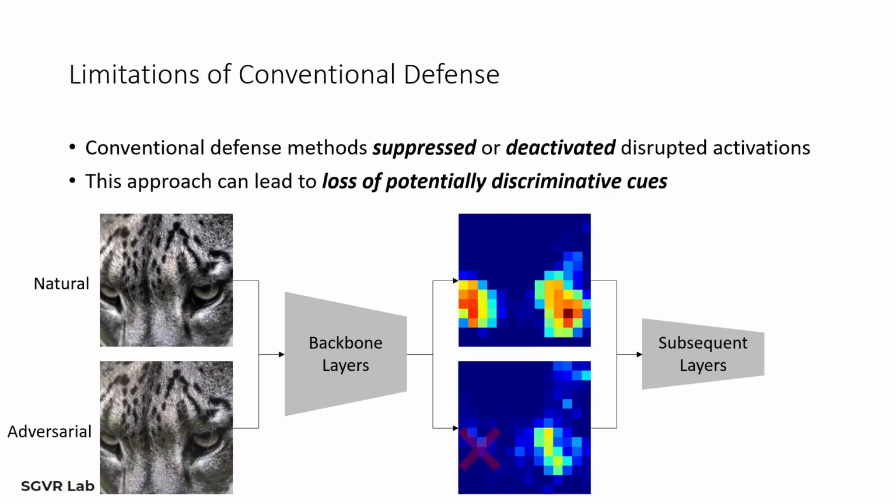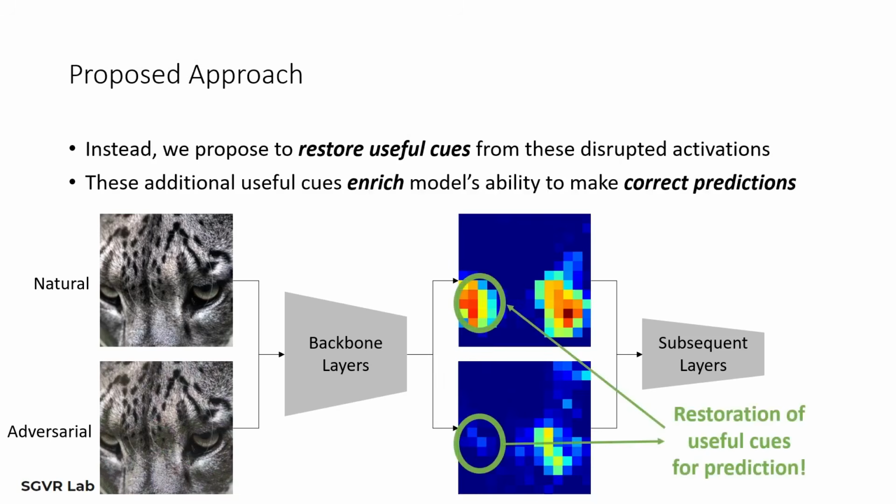To solve this problem, existing defense methods simply deactivate or suppress these disrupted activations. However, this approach can lead to loss of potential discriminant cues regarding the target object and limit the model's ability to make correct predictions. Therefore, we instead propose to restore useful cues from these disrupted activations that are otherwise neglected. This additional useful information will better guide the model to make correct predictions under attack.